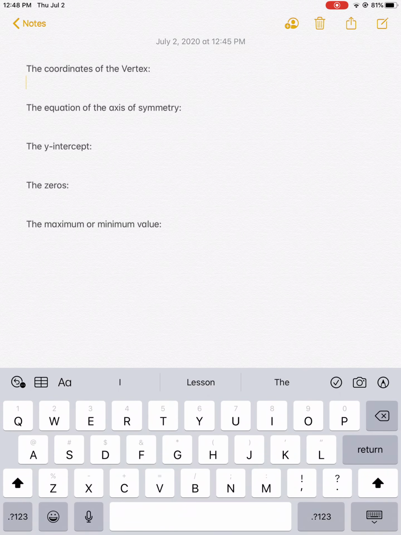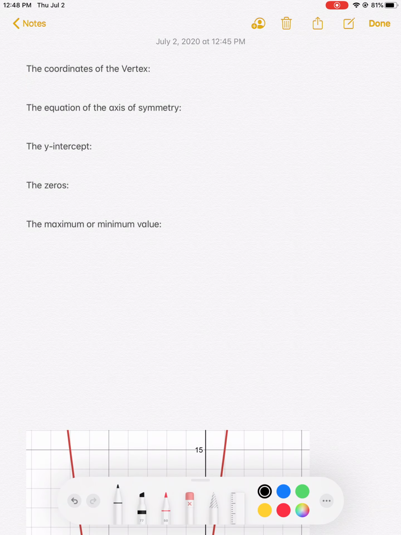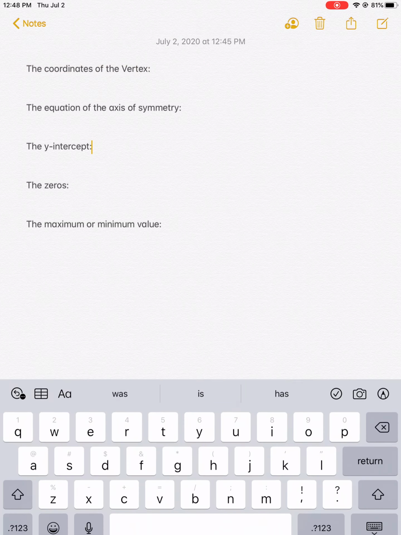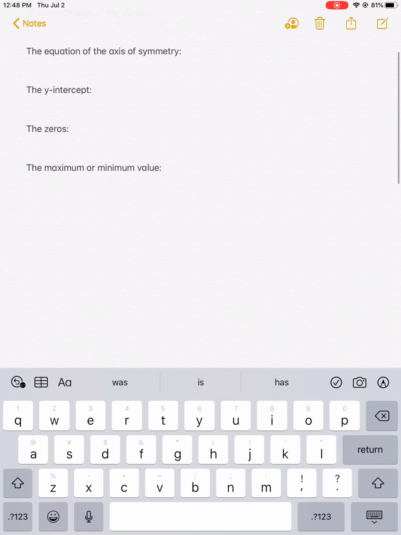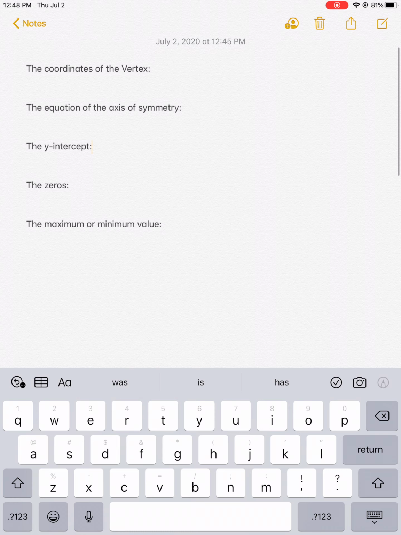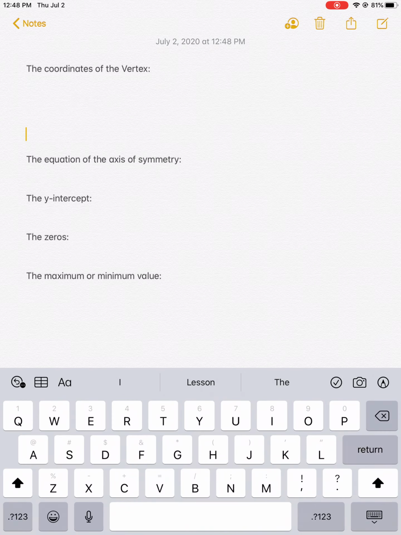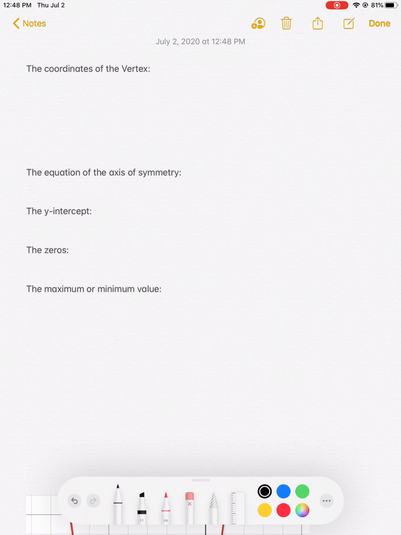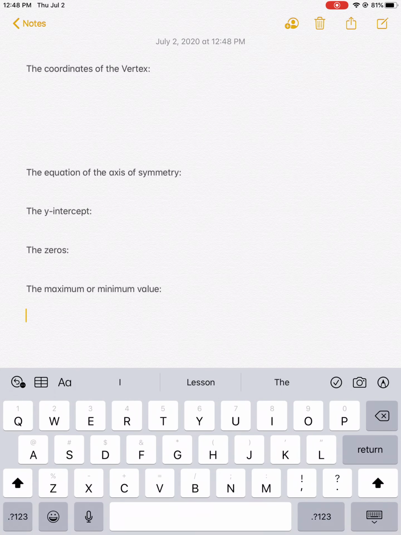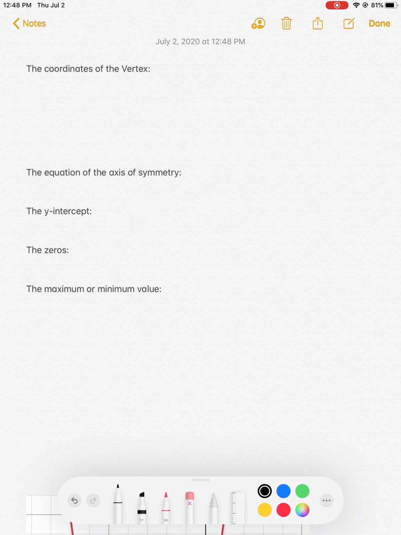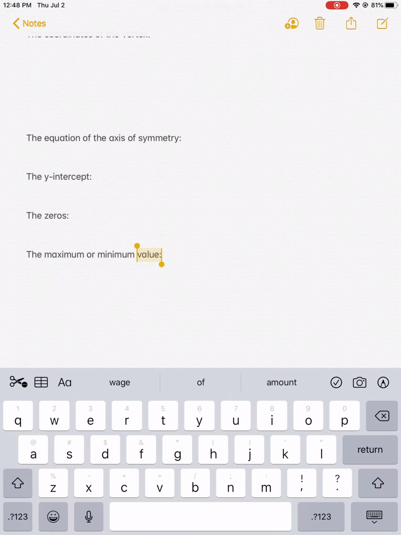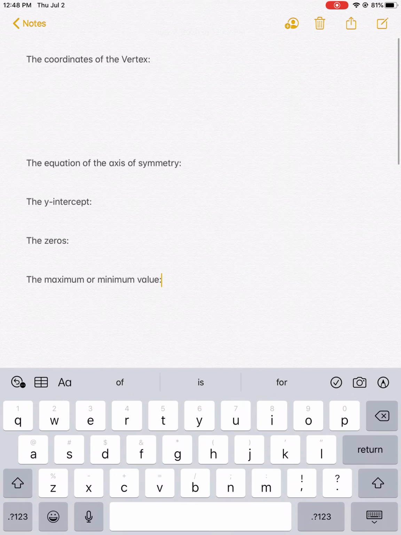I don't know why it's not working. Why can't I write there? Sorry, clearly I haven't typed and written in the same spot. I have no idea. Okay, well, that makes things a little bit more difficult.